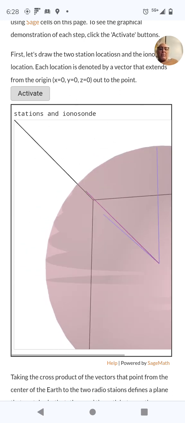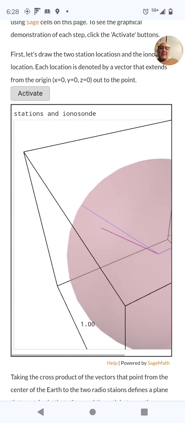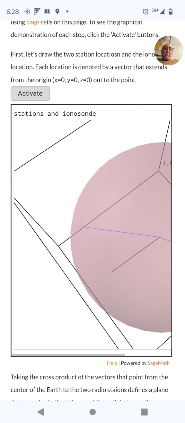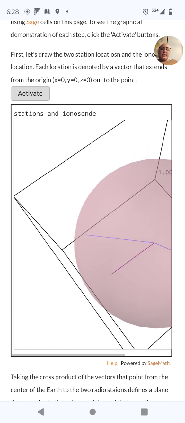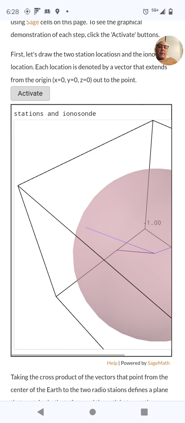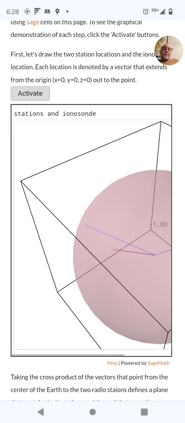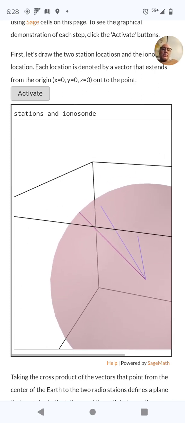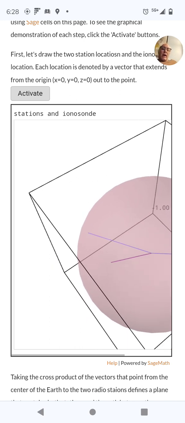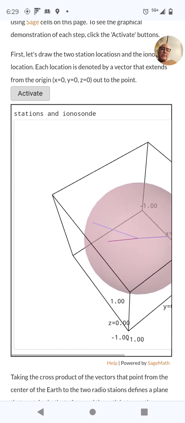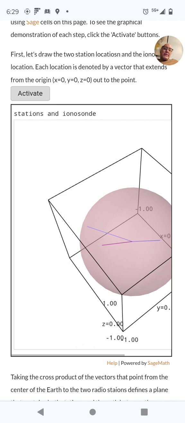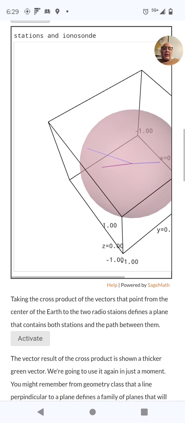I can probably figure out a way to line this up so that it looks kind of like the map. But the general idea here is that the purple-ish line is the ionosonde. The two similar colored blue lines are the stations involved in the QSOs. Great. So now I've got these vectors that point at the three points of interest. So that's cool. Okay, what next?